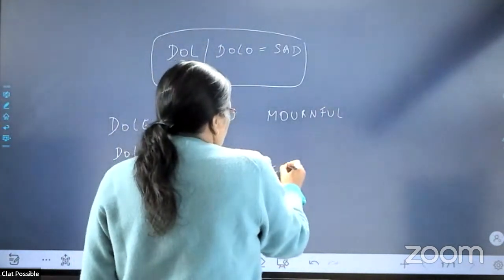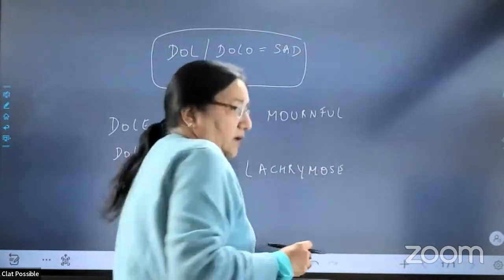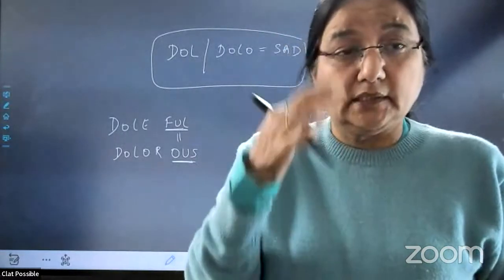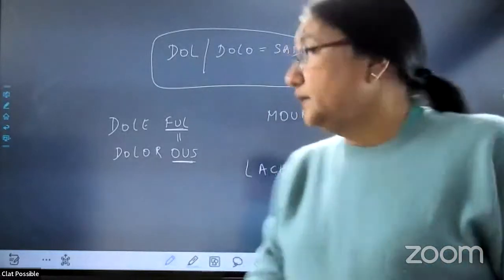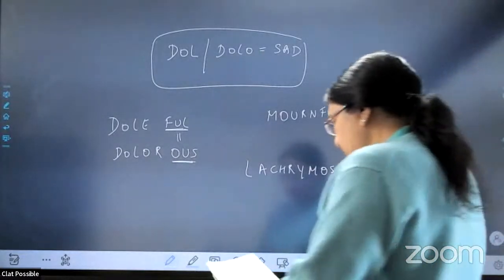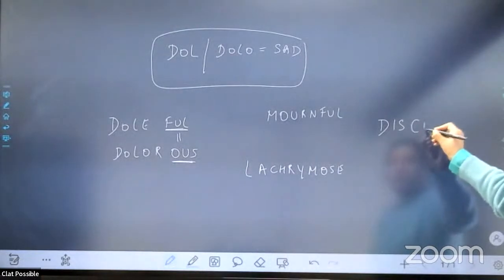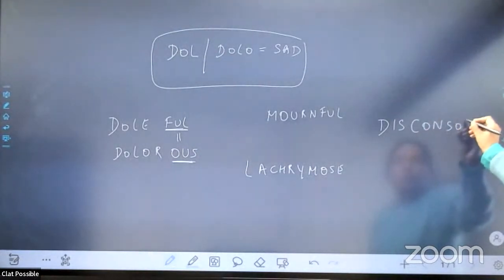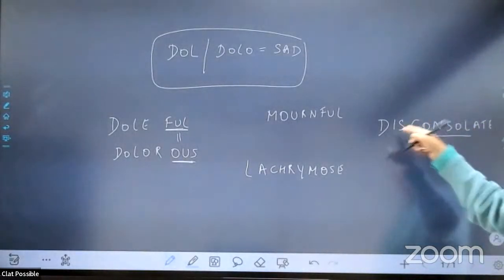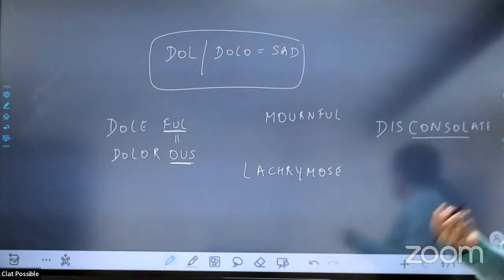So, lachrymose. Why lachrymose? Lacrimal is the gland, the gland from which tears come out. So lachrymose, he's using this lachrymose. Another word that I like to do is this. Now look, negative. The word console comes. Disconsolate. Disconsolate. He cannot be consoled.